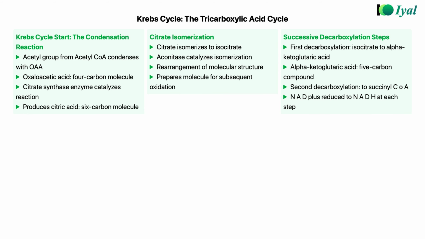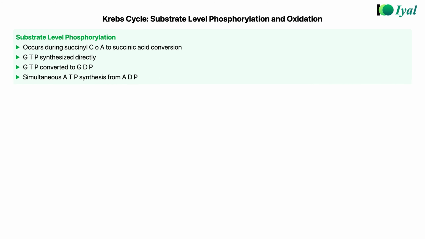Now the cycle continues with oxidations. First, decarboxylation. Isocitrate loses 1 carbon dioxide. What remains? Alpha-ketoglutaric acid, a 5-carbon compound. During this decarboxylation, electrons are removed and captured by NAD+, forming NADH. Then second decarboxylation, alpha-ketoglutaric acid loses another carbon dioxide. What forms? Succinyl-CoA. The coenzyme A is attached. Again, NAD+ captures electrons and forms NADH. So we have removed 2 carbons as carbon dioxide, captured 2 NADH. The acetyl group is being oxidized step by step. Beautiful.